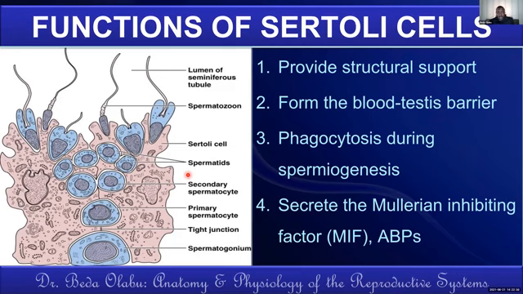Sertoli cells also produce some factors. One of those factors is known as the Müllerian inhibiting factor. You can call it Müllerian inhibiting hormone or anti-Müllerian hormone. The anti-Müllerian hormone is important during the embryonic development of a male child.